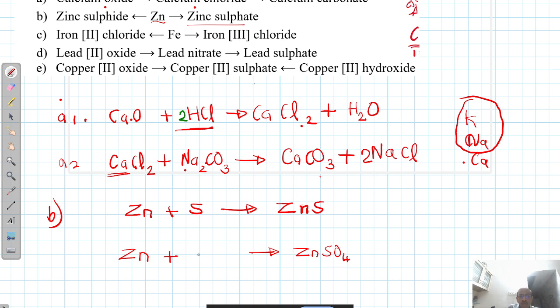So what do I have to add here? Naturally, I have to add an acid, which is a dilute acid, because this is the active metal. Active metal with any dilute acid will give you a salt and hydrogen gas. So I am going to add dilute sulfuric acid, H2SO4. Then this becomes zinc sulfate and this hydrogen will get released, evolved from this equation.